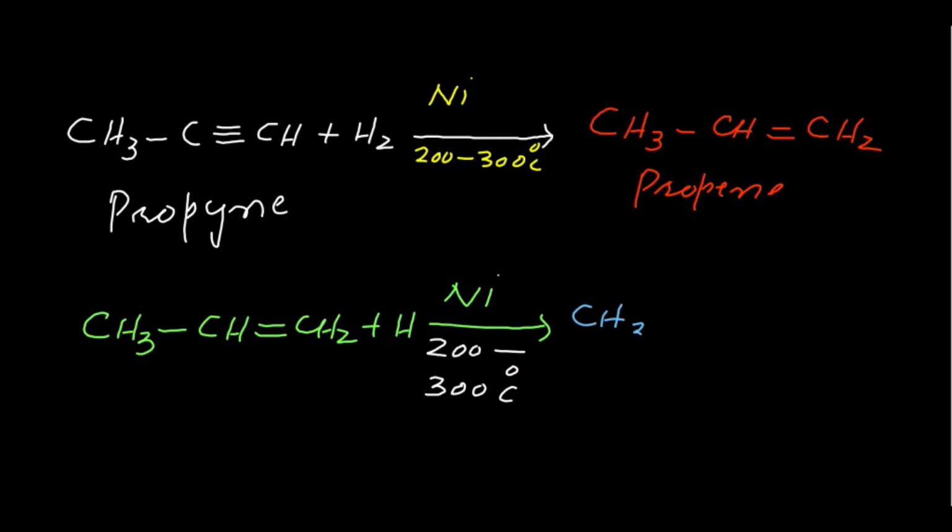Now the product which is formed after the reaction is CH3, CH2, CH3. In this way, propene is converted to propane. It is converted to a saturated compound, that is propane. I hope addition of hydrogen is clear to you students.